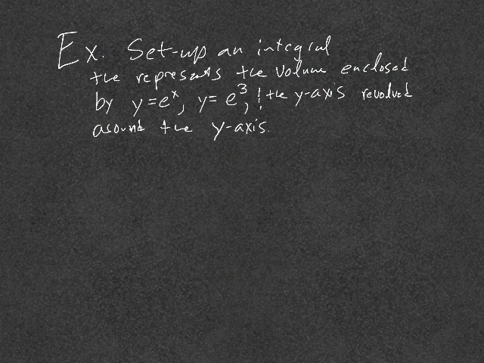So now let's do an example of this. I don't think we're going to work this integral out all the way, but we're just going to set it up. So we're going to think about the volume that we get when we take the area enclosed by y equals e to the x, y equals e cubed, and the y-axis, and then we're going to revolve it around the y-axis. So first let's draw a decent enough picture of what we're talking about here.